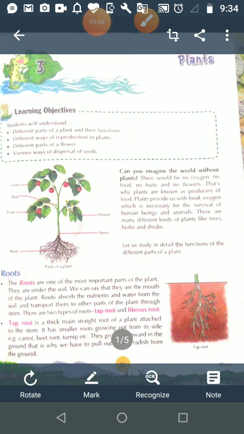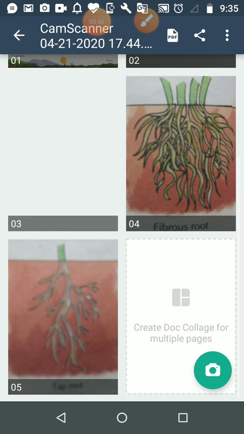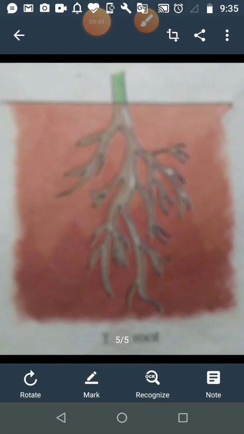Now student, let's understand what is tap root. First I show you the picture of the tap root, and after that I give you the explanation. See student, this is the picture of tap root.